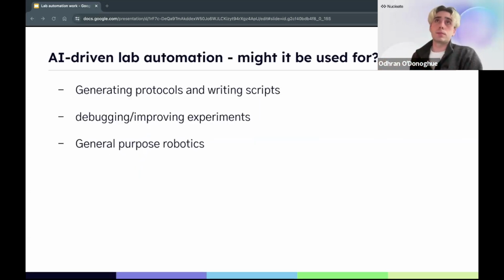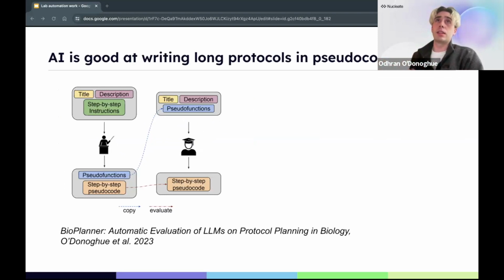So let's talk a little bit about the protocol task. Is AI good at writing protocols? It is. This is the work I focused on and also did a bit with Jakob himself, who's also on this call. This work addresses the idea of getting AI to write long protocols for biology. We found that if you get AI to write pseudocode and use functions, you can get AI to write pretty long things because functions are little blocks.